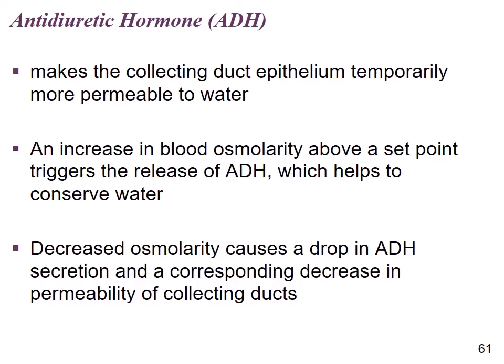So when you have an increase in blood osmolarity above a set point, so more solutes in your blood, that triggers the release of antidiuretic hormone, which helps you conserve water. If you have decreased osmolarity, that causes a drop in antidiuretic hormone secretion and a corresponding decrease in the permeability of the collecting ducts. So you pee more.